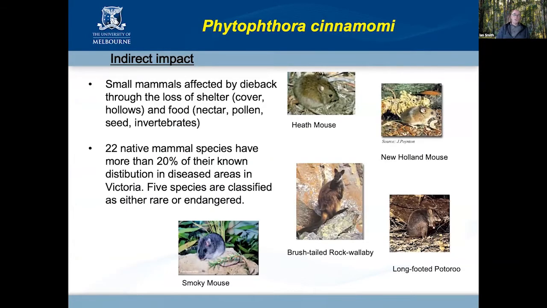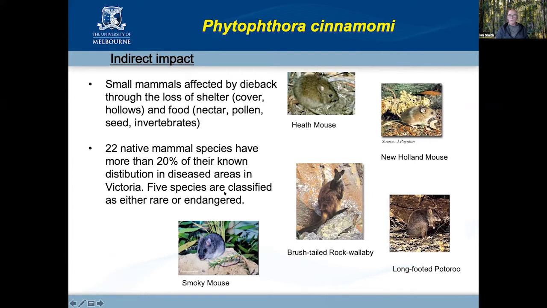But it also has an indirect impact. As you can imagine, many of the animals that require shelter or use those particular plants for food can be quite badly affected. And there are actually 22 native mammal species that have more than 20% of their known distribution in diseased areas in Victoria, and 5 species are classified as either rare or endangered.